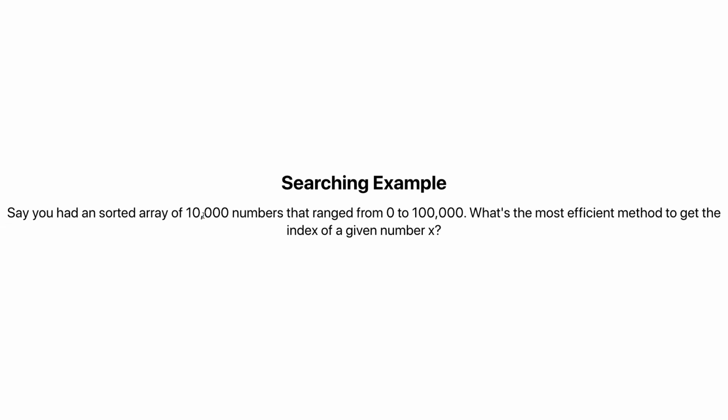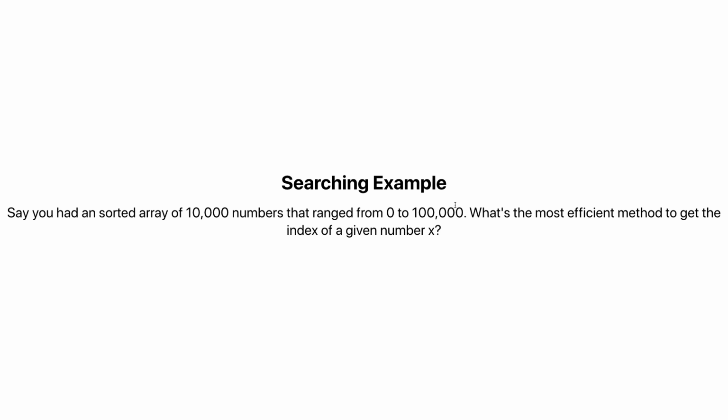So you have a sorted array of 10,000 numbers. And the numbers can range from 0 to 100,000. So it's not like these numbers are 0 to 10,000. They could be a whole bunch. So how would you find any value x? A little bit fishing for this.